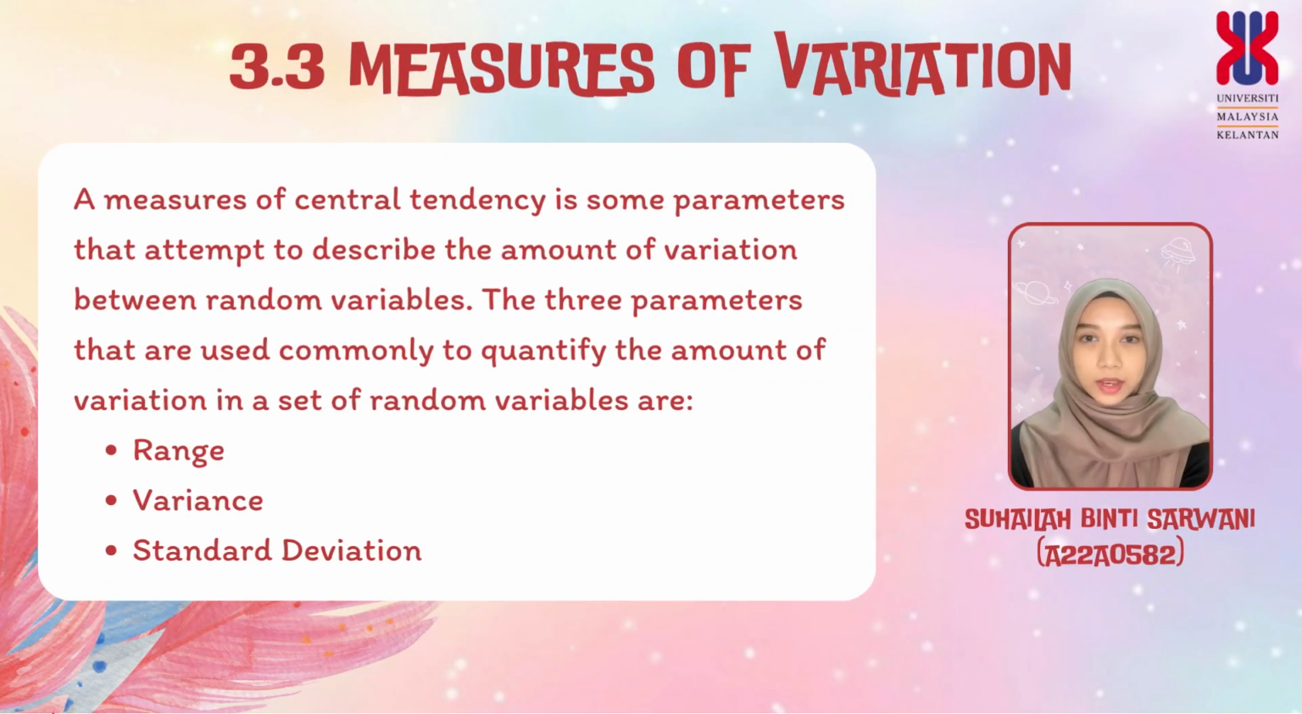Assalamualaikum and hi, my name is SUHAILAH binti SARWANI with matrix number A22A0582. We present about measures of variation. The measures of variation are parameters that attempt to describe the amount of variation between random variables. The three parameters commonly used to quantify the amount of variation in a set of random variables are range, variance, and standard deviation.